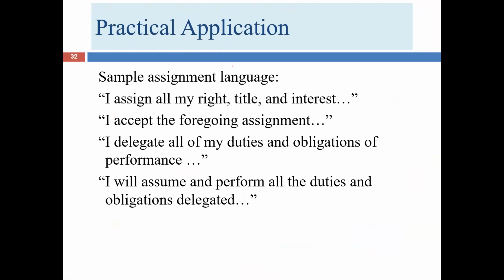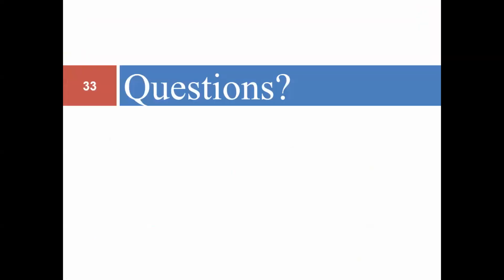So here's some example language that you might see in an assignment. I assign, obviously the word assign is very good. I assign all my rights, title, and interests. Then the assignee might say, I accept the foregoing assignment. A delegation might start with, I delegate all of my duties and obligations of performance, blah, blah, blah, blah. And if we're the delegatee, we might say, I assume and perform all the duties and obligations delegated. So here's some examples of terminology that might be helpful with drafting the language.